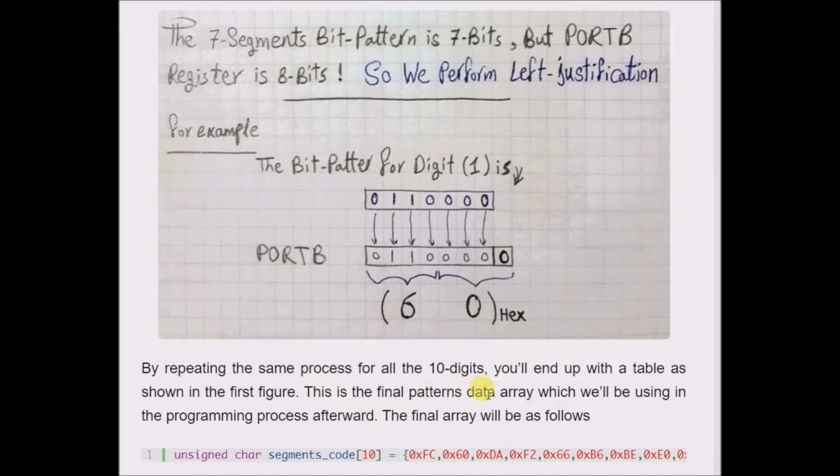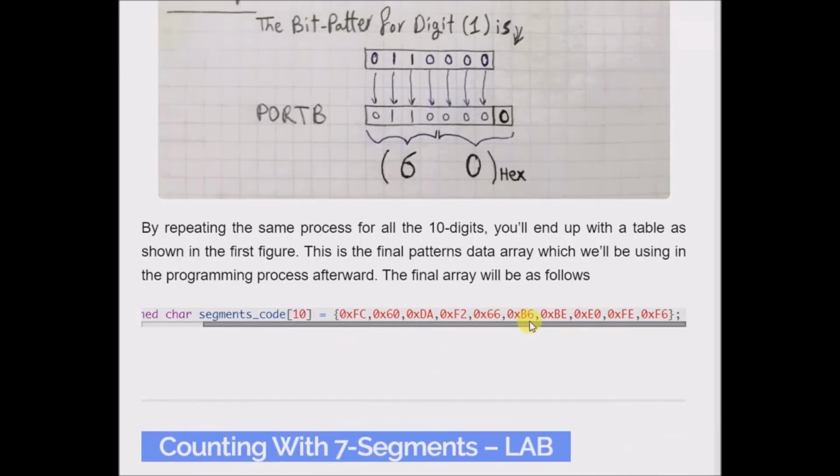This is the final patterns data array, which we'll be using in the programming process afterward. The final array will be as follows. First line of code, I guess: unsigned char segments_code[10] = 0xFC, which I guess is number 0, 1, 2, 3, 4, 5, 6, 7, 8. Yes, I've got to scroll over. That's number 9.